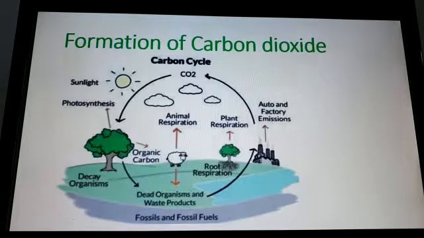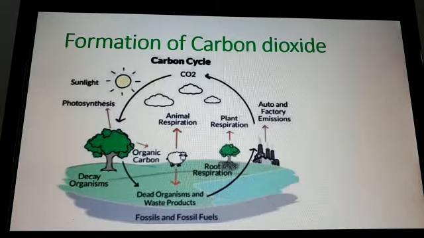Now the next topic is the formation of carbon dioxide. This picture shows the carbon cycle. But what is the carbon cycle? Carbon moves between the compounds in the atmosphere, living things, the soil and the ocean in a non-stop journey. That is called the carbon cycle.